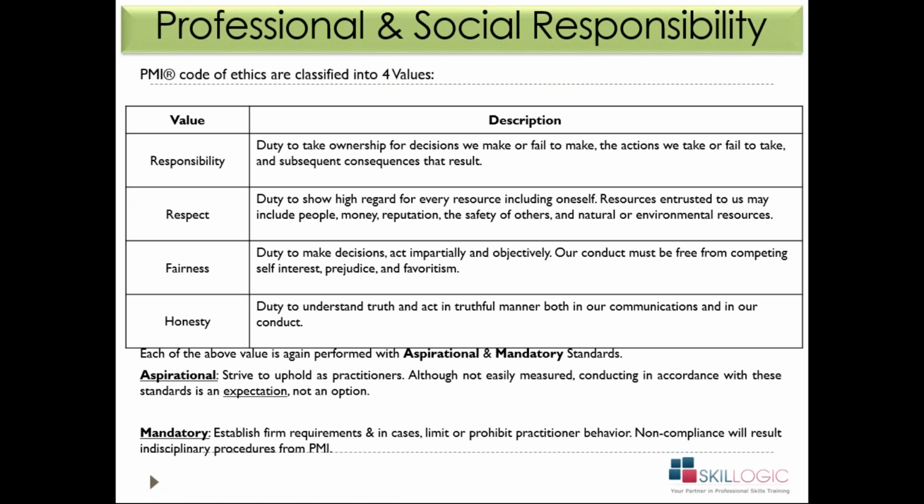The last topic that we have is the professional and social responsibility that we have as a project manager. As a project manager, these are the four values that we need to carry. All these values are measured as aspirational and mandatory. There's a difference. What is aspirational, mandatory? I will explain that in a short while. So what are these values that we have?